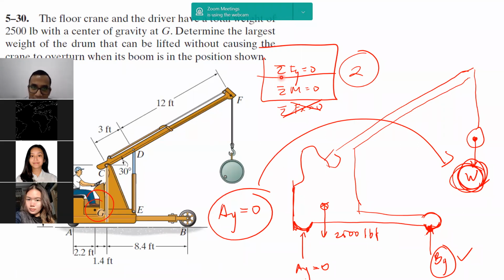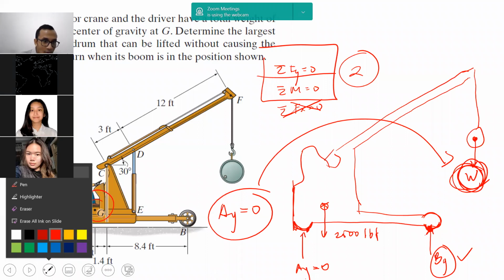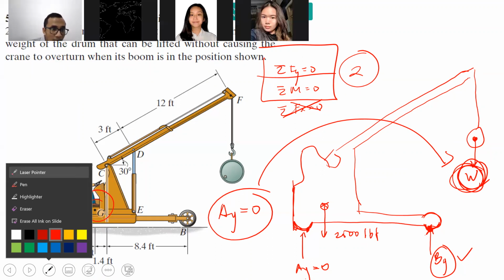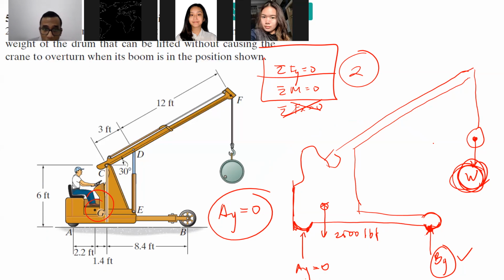Please help me to calculate the maximum weight then, Audrey. Now, you know the condition already, right? Yes, yes. Okay, so AY is equal to 0. So basically now, this one, right? AY is equal to 0.